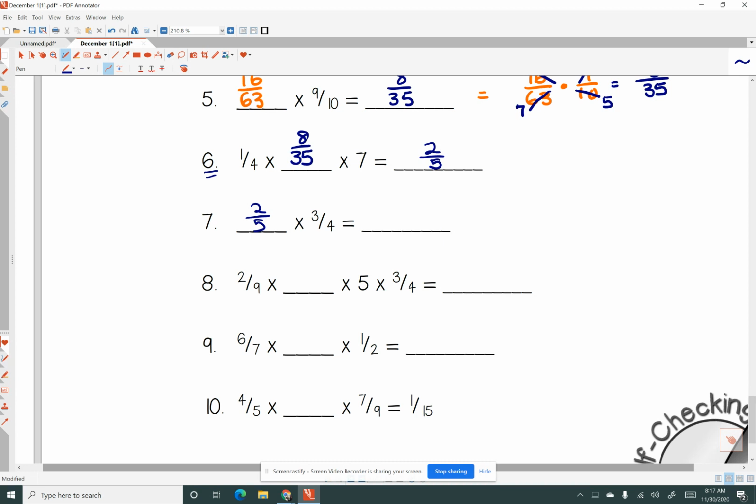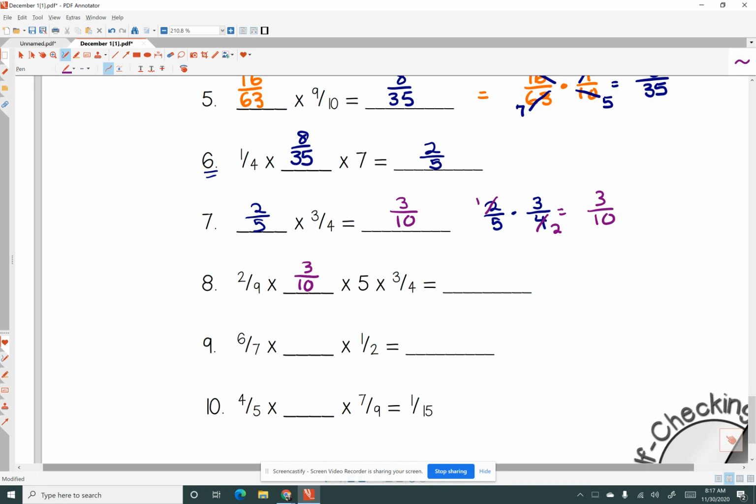And let's work number 7 right on our paper. 2/5 times 3/4. And again, I can simplify. 5 and 3 cannot be simplified, but 2 divided by 2 is 1. 4 divided by 2 is 2. 1 times 3 is 3. 5 times 2 is 10. And that's our final answer, 3/10. And we have to put that here as well.